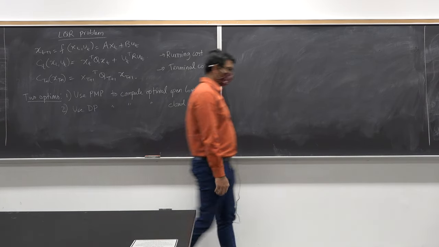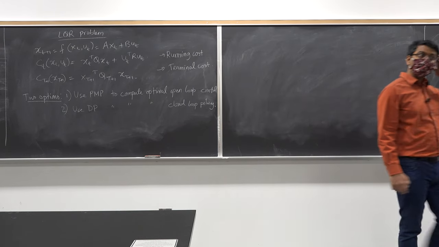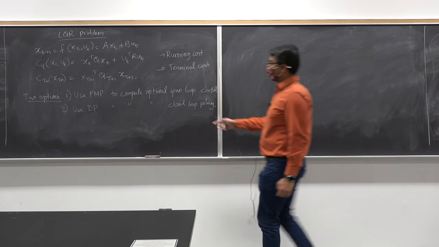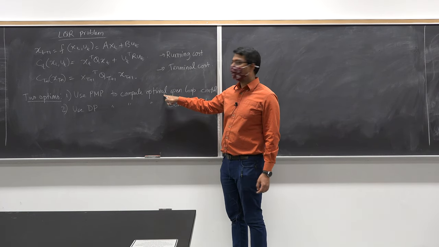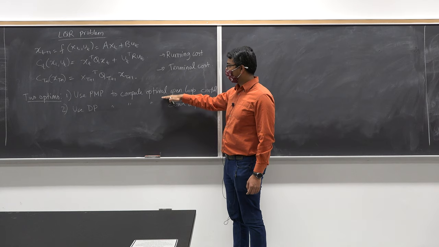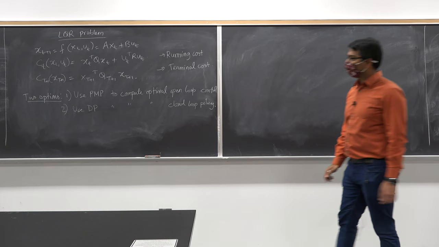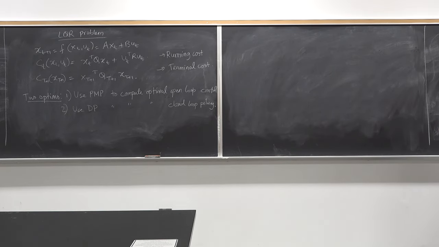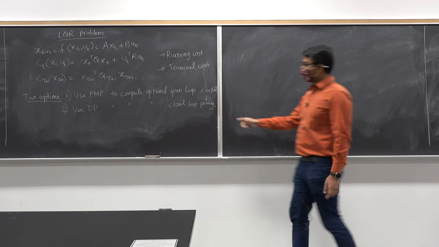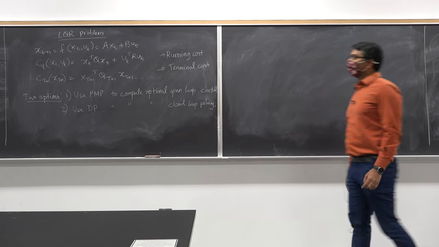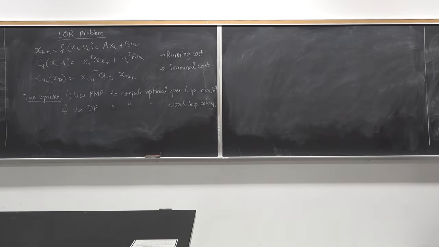Okay, the PMP part, which is using PMP to compute open loop, that's part of your homework assignment, assignment 6. And it's actually fairly straightforward. So that's why I don't want to do this. You also have a question where I ask you to use DP to compute the optimal closed loop policy. And I'm just going to give you a couple of equations here, and then you can do the rest of the induction step in your assignment to calculate the optimal closed loop policy.